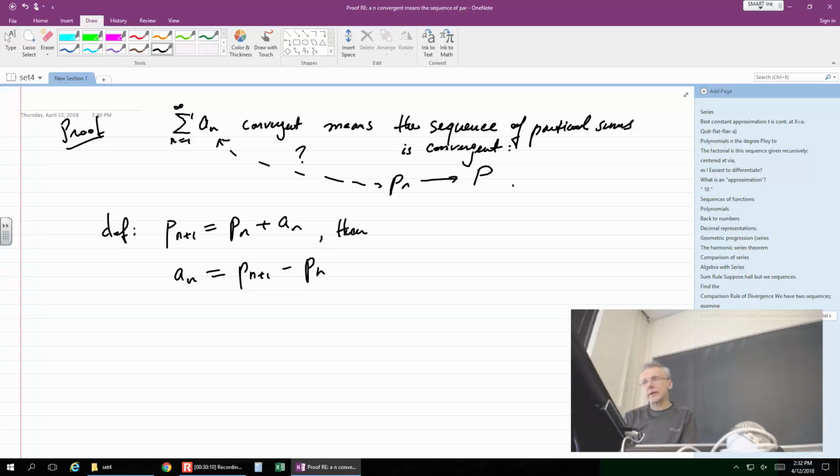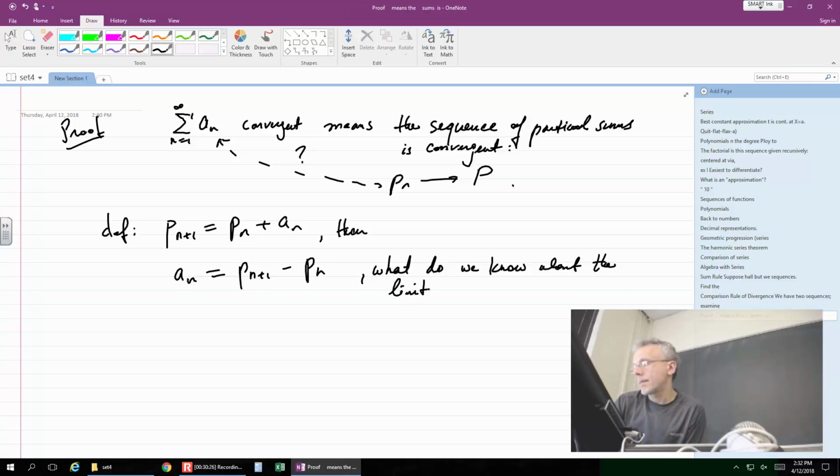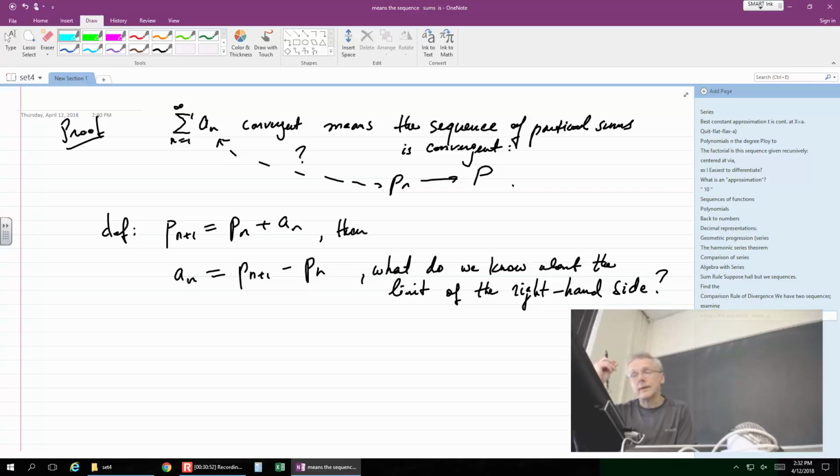And now let's examine what we've got here. Let's examine the right-hand side. What do we know about the limit of the right-hand side? It should be equal to the limit of the left-hand side. Well, yes, but I want to discover something about the limit of the left-hand side by understanding what's happening with the limit on the right-hand side. So I have to look at it independently. What do we know about the terms on the right? Nothing but this. This is the only thing that we know.